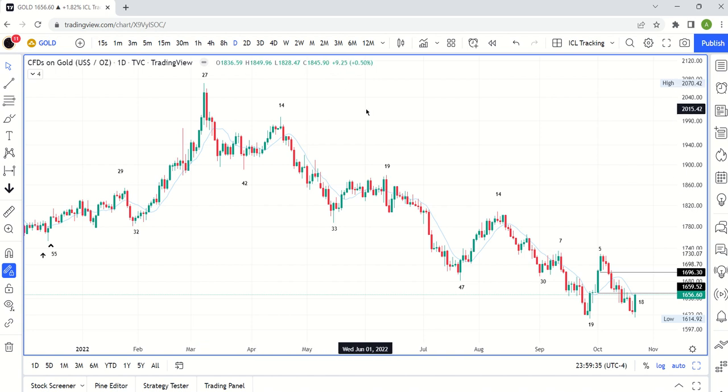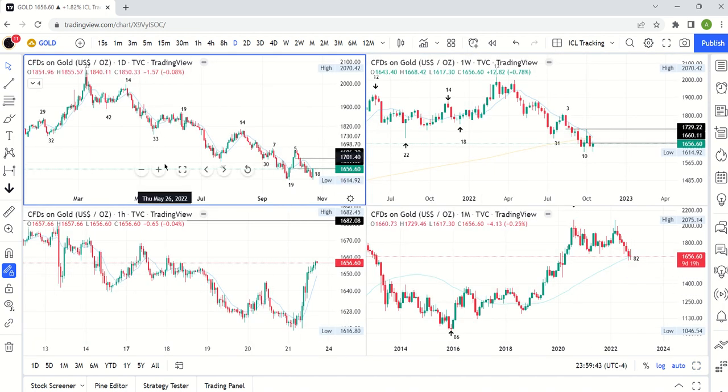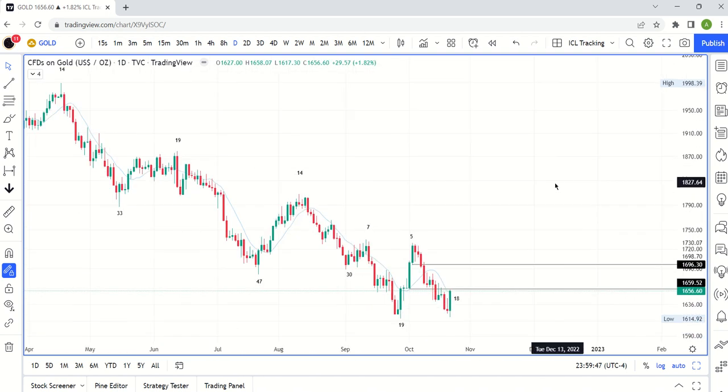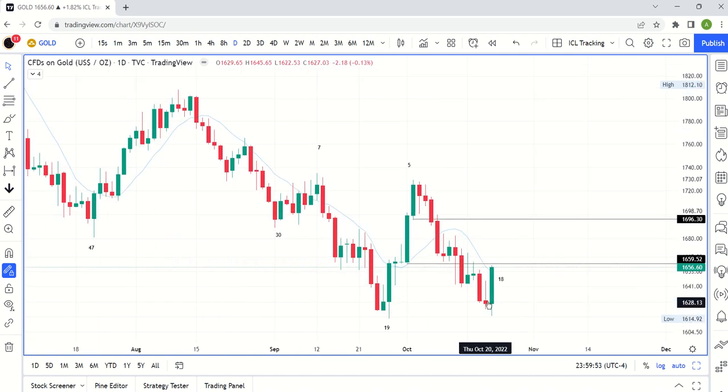So this is gold. It's October 21st, Friday night. We have our full weekly candle. Let's go through the levels. So we'll start with gold. This is the daily chart, gold CFDs. And today was day 18, Friday. We had a big bullish outside day.